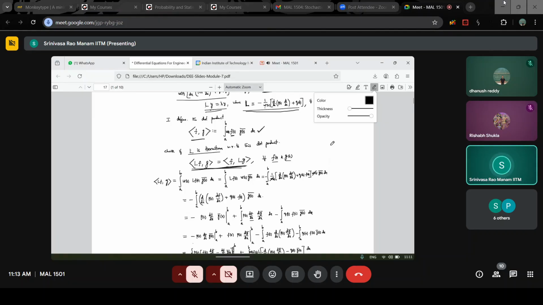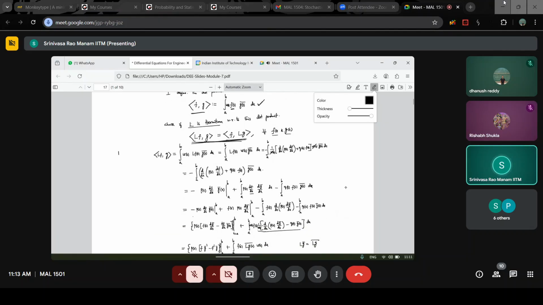So how do you see that both are the same? You start with the LHS. What you are seeing is the inner product of Lf with g, and this is equal to this one. So now you write it. What is your Lf? Lf is your operator acting on f. W(x) is already there in your definition of the dot product. This W gets cancelled, and you finally get it like this.